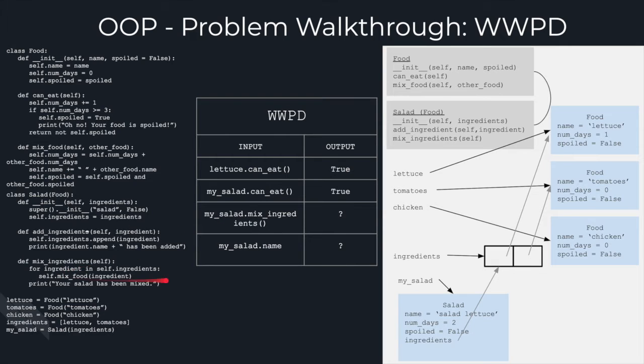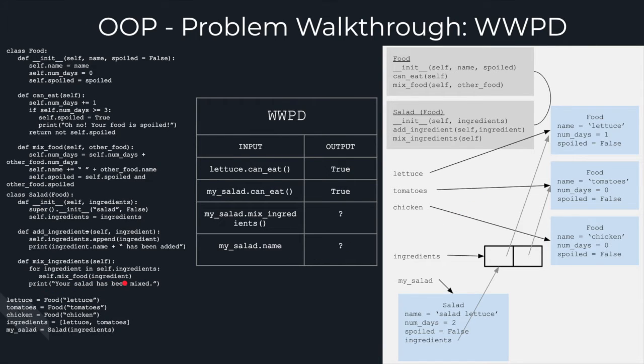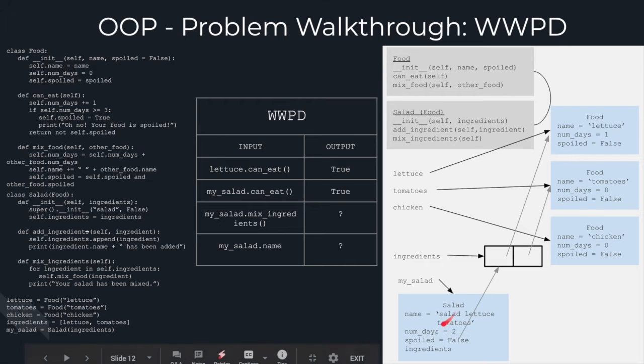So the next iteration, we'll iterate and we'll do tomatoes. So tomatoes, we'll say self.mixFood of tomatoes. And then we'll go here. We'll say numDays is actually now our current number of days, which I think we said was 3. And then, 2, plus other food.numDays, tomatoes.numDays. That's just a 0 at the moment. So we add tomatoes to the end of our name, and our numDays remains 2.